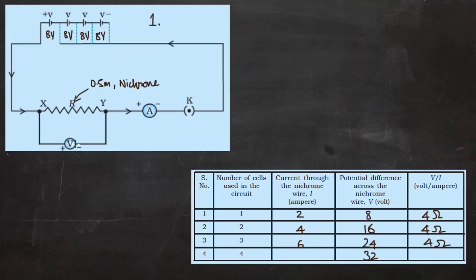So when I close the circuit once again, that's when I put the plug back into the plug key, my voltmeter reading is going to be 32 volt while my ammeter reading is going to become 8 ampere now. The ratio that I'm going to see, 32 by 8, is still 4 ohm. So we see that for different combinations of V and I, the ratio of V by I has always remained constant.